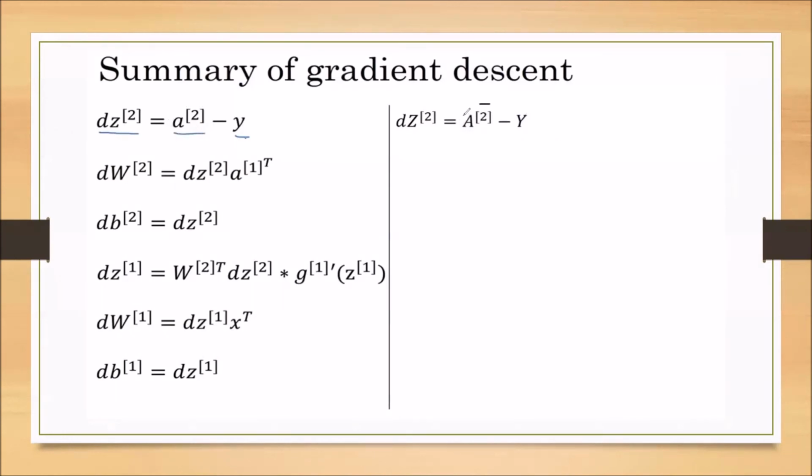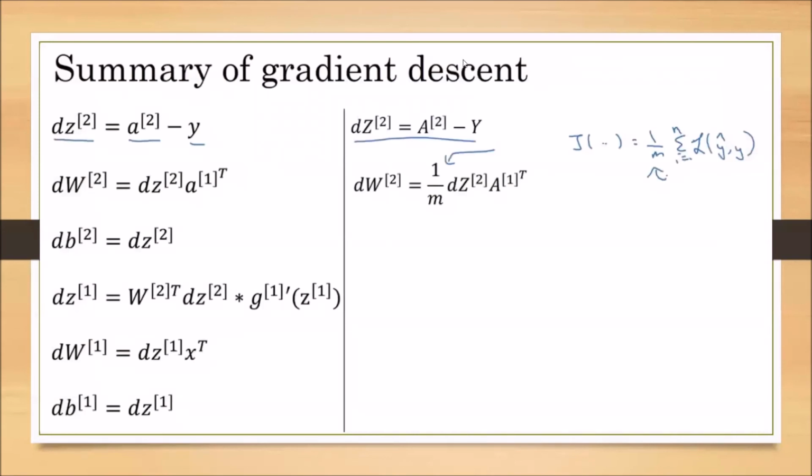Similarly, this is also called a matrix which consists of the predicted output for M training samples. Already we know Y. Y is a matrix which consists of the real, original outputs. This is the vectorized dZ2. By using this vectorized dZ2, we are calculating dW2. So this dW2 is equal to dZ2, which is a matrix, and A1 transpose. A1 is again a matrix.